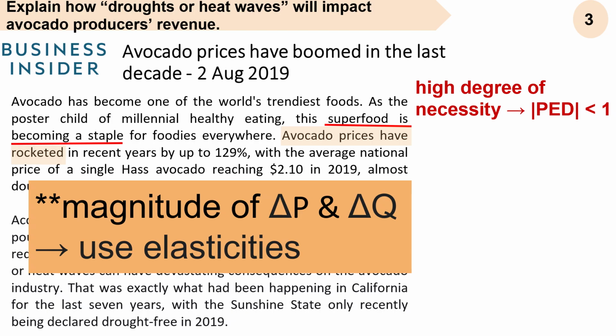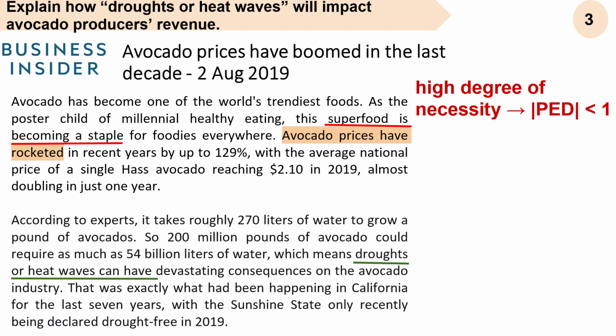Okay? Then if we move on to the second paragraph, we have droughts or heat waves. When you read it, you tell me there's poor weather and then it leads to a fall in supply. That's Sherwin's favorite. But you can write more in this arrow. This arrow contains a lot of words.